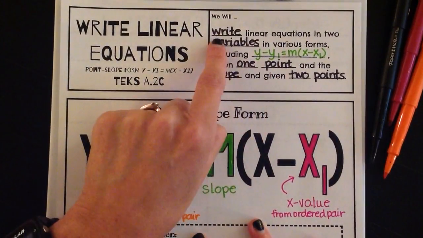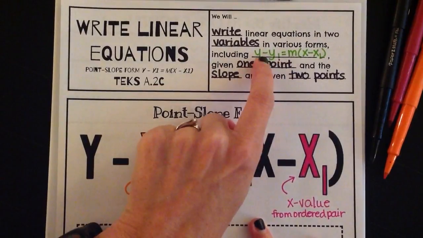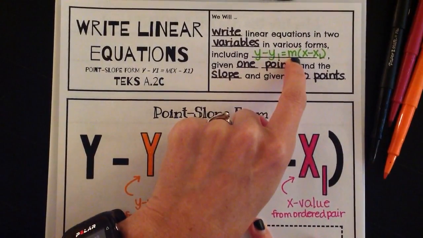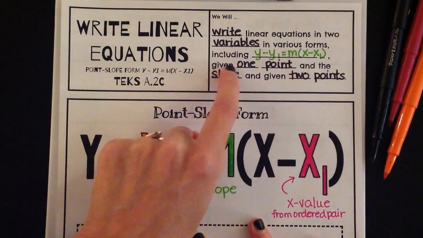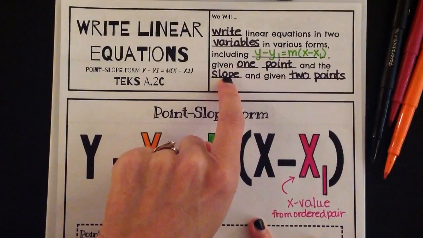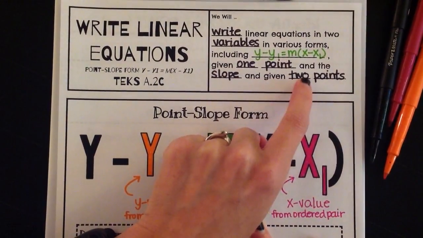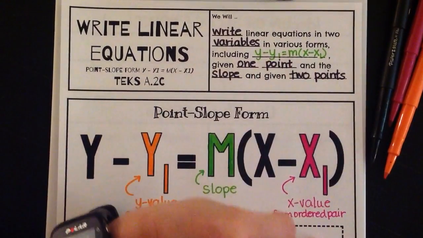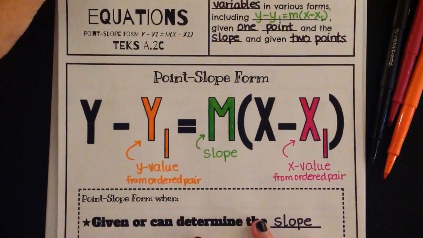So your read-will statement: write linear equations in two variables in various forms, including y minus y1 is equal to the value of slope times the difference of x and x1, given one point and a slope, and given two points. So we're going to be given the same information that we used in our last lesson, but we're going to be writing it in a different linear equation format. And that format is point-slope form.